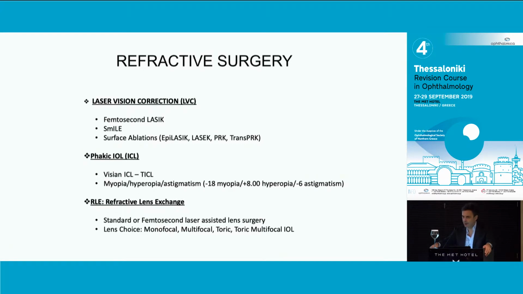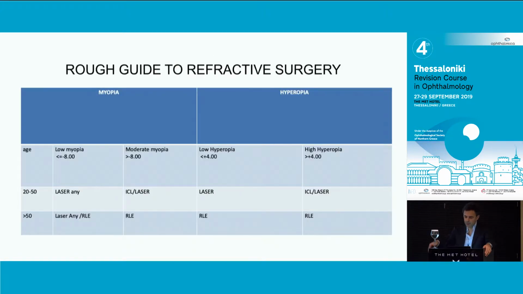This just shows you the different options that we have in terms of laser vision correction: LASIK, SMILE, surface ablation of different types from epi-LASIK to trans-PRK, phakic IOL, especially for the higher levels of myopia and hyperopia, and also for our older patients that seek presbyopic correction, refractive lens exchange with a vast number of different multifocal and toric lenses. And this is what we call at Moorfields the rough guide to refractive surgery, showing that the different procedures fit different kinds of refractive error, but then you need to take into account the physical characteristics of the patients.